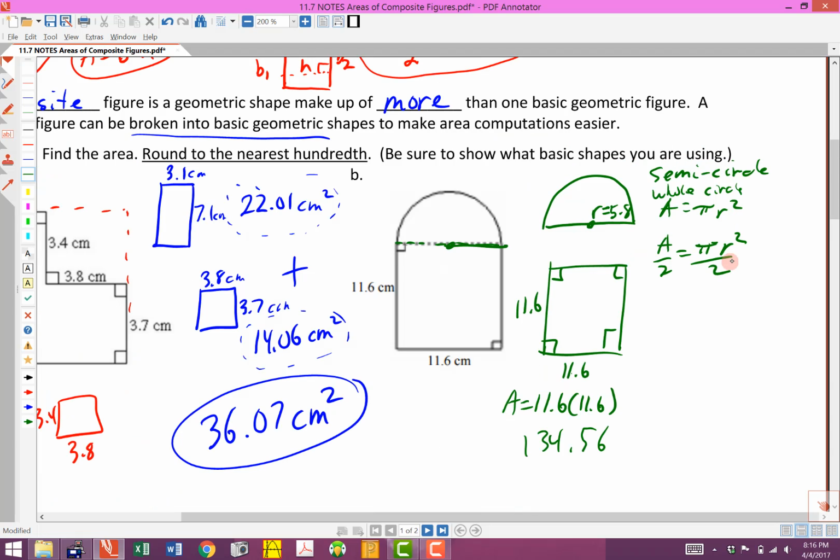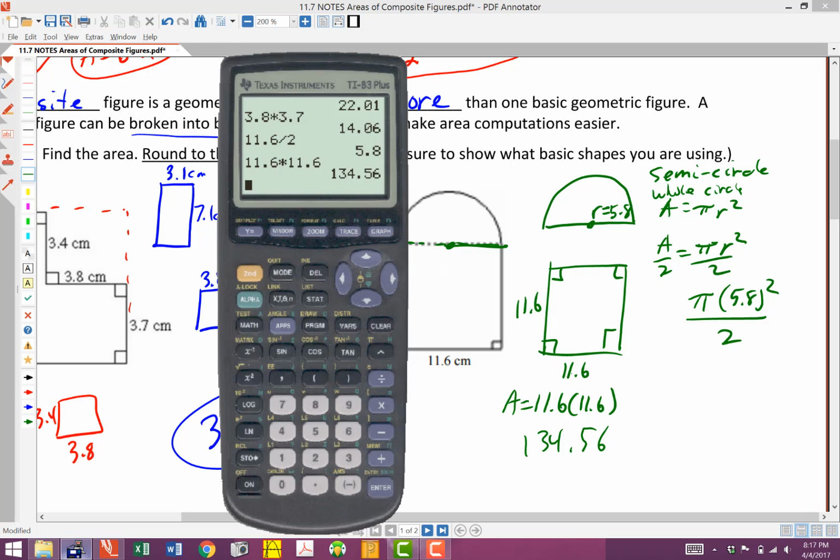And let's see, this one right here. This is going to be pi times 5.8 squared, and then we're going to divide that by 2. Remember, we only need half the circle. We don't need all of it. So let's type this into the calculator. We're going to do pi, and pi on my calculator is right here. Hopefully you remember on your calculator where it is. So I'm going to hit second and pi so that I get that to pull up. And then I'm going to do parentheses 5.8, close the parentheses, and I'm going to square that. Okay, that is the entire circle. I don't need the entire circle, so we're going to divide by 2.